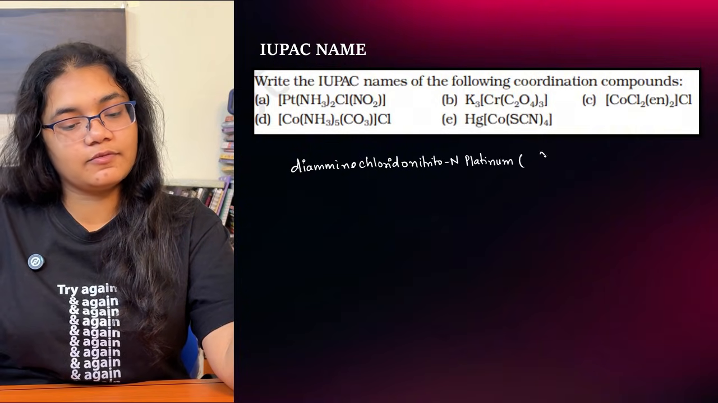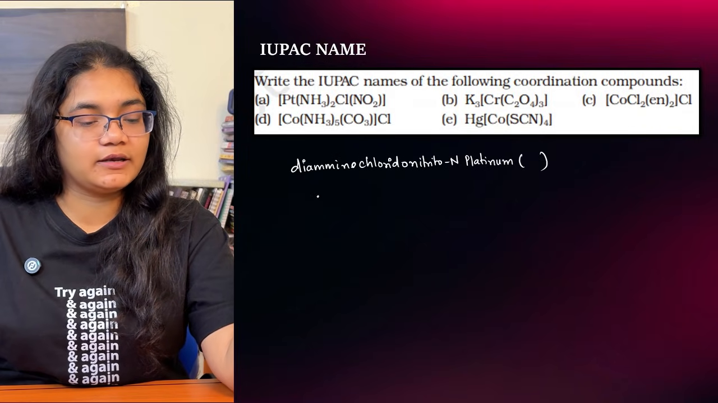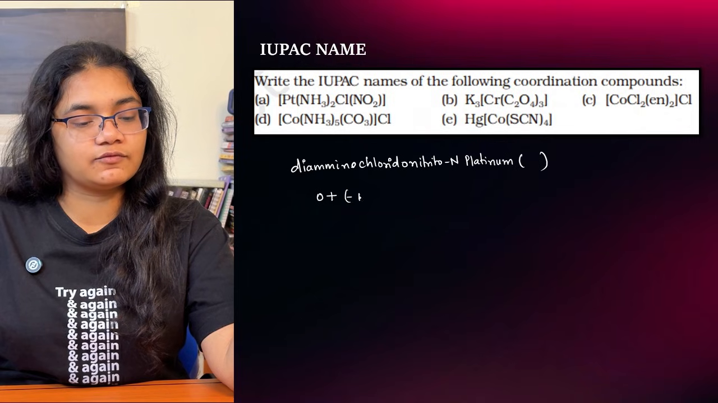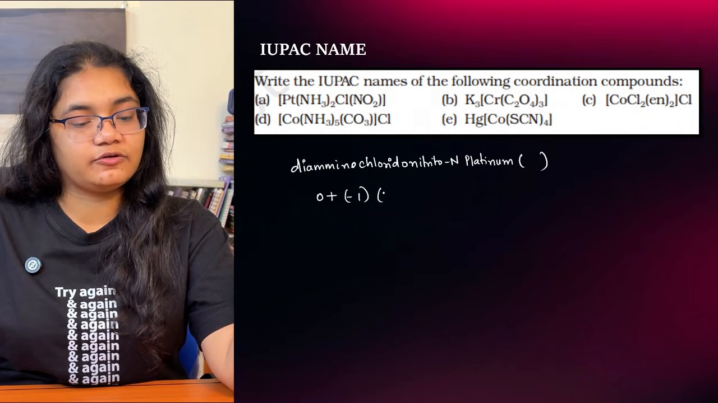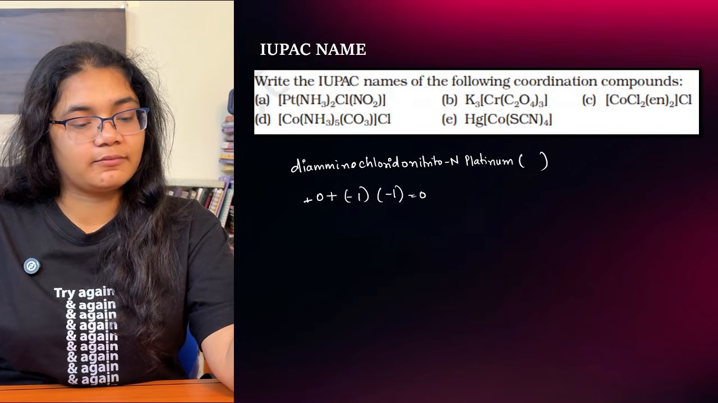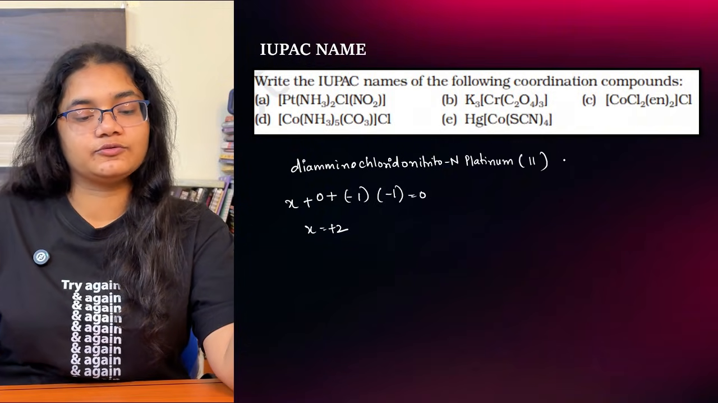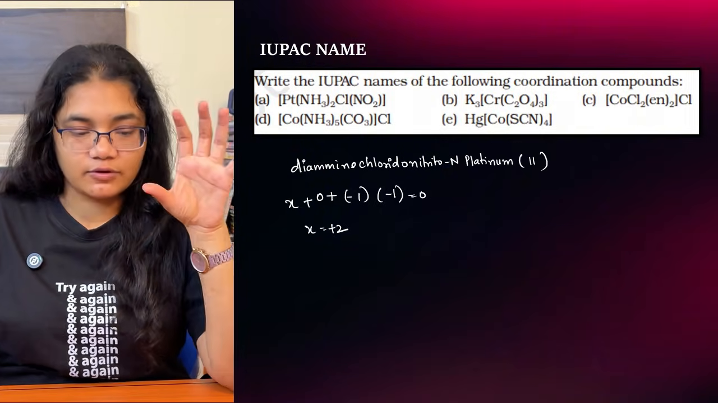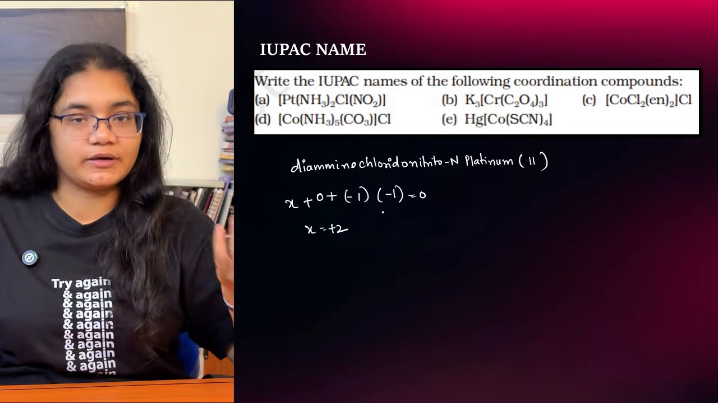Now for platinum, the oxidation state has to be written here. You can write down for ammine it is 0, chlorine is -1, and the other chlorine is -1, nitrito is also -1, equal to 0. For the metal, let it be X. So X here will be equal to +2, and it has to be written in Roman numerals. I'll be solving just this one question. Please try the other ones just to prepare how the nomenclature is done.